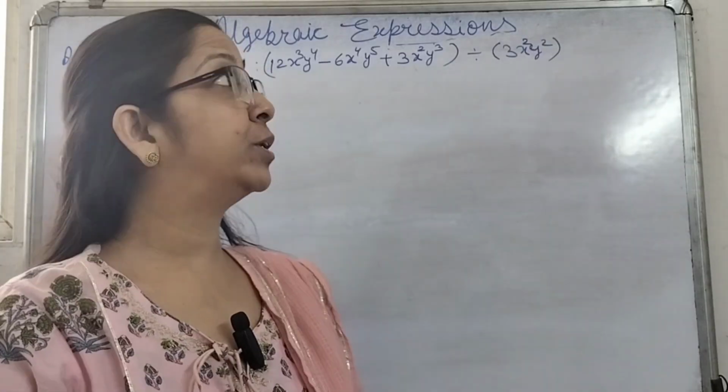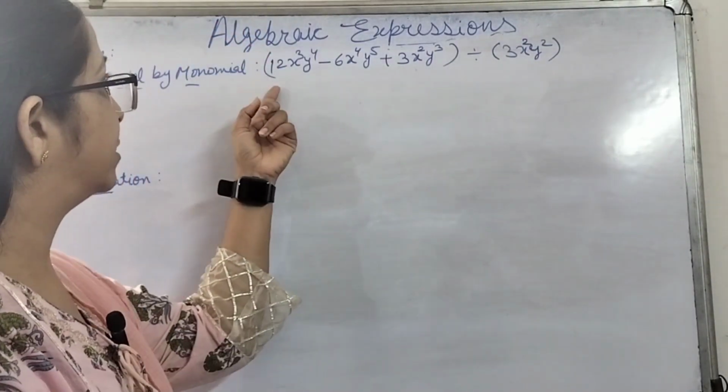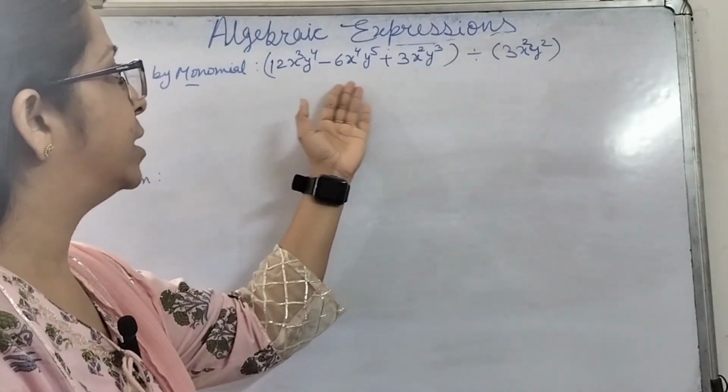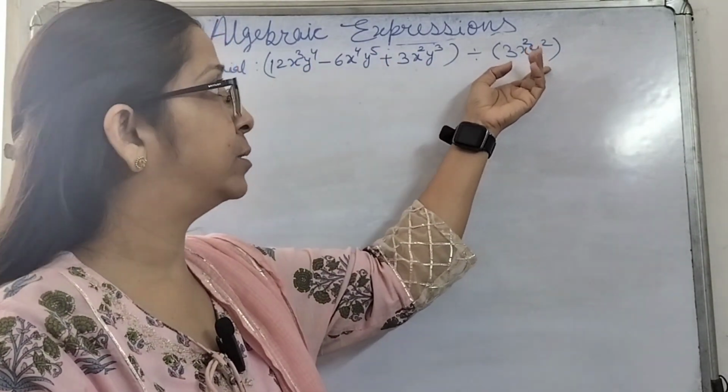Now let's see how to divide a polynomial by a monomial. So here we have taken this polynomial which is having 3 terms, and we have to divide this polynomial by your monomial which is having 1 term only.